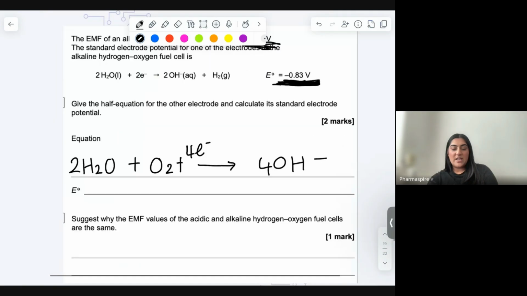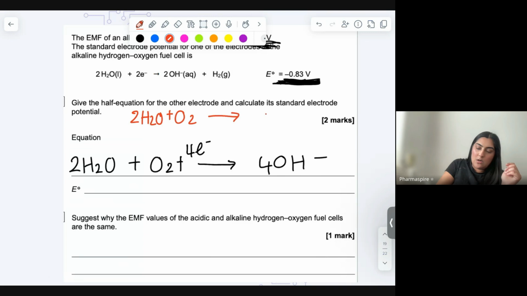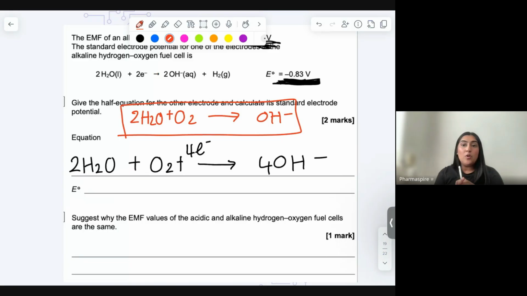And then suggest why the EMF values of acidic are the same. Why? Why are they the same? What did I tell you why? Baseline is O2, 2H2O gives you OH minus. Same overall equation. That's it. Same overall reaction.